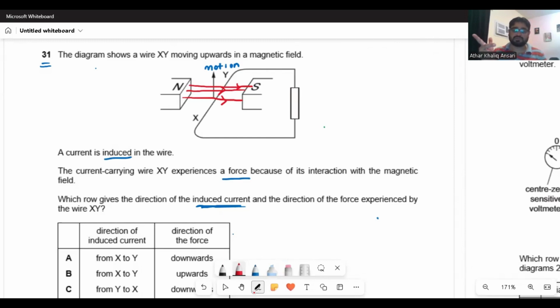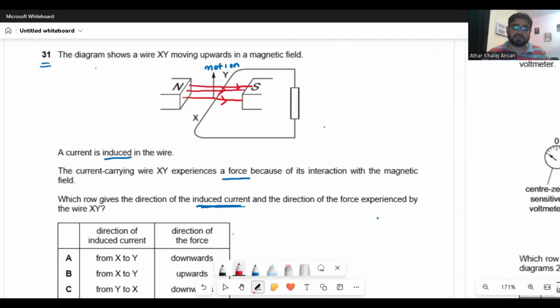We use Fleming's right hand rule. What is Fleming's right hand rule? We have to stretch the fingers of the right hand in such a way that the thumb indicates the direction of the motion, the first finger indicates the magnetic field, and the middle finger indicates the direction of induced current. So if I stretch my thumb toward the motion, which is upward, and my first finger toward the magnetic field, that is from my left to right, the middle finger is going away from me toward the screen, or it is from X to Y.